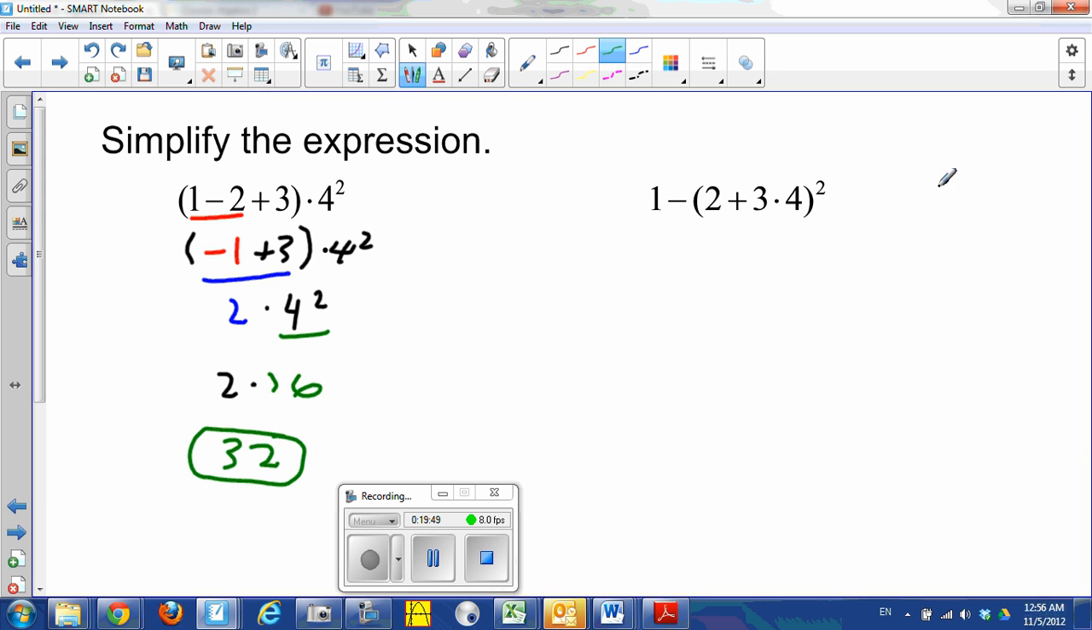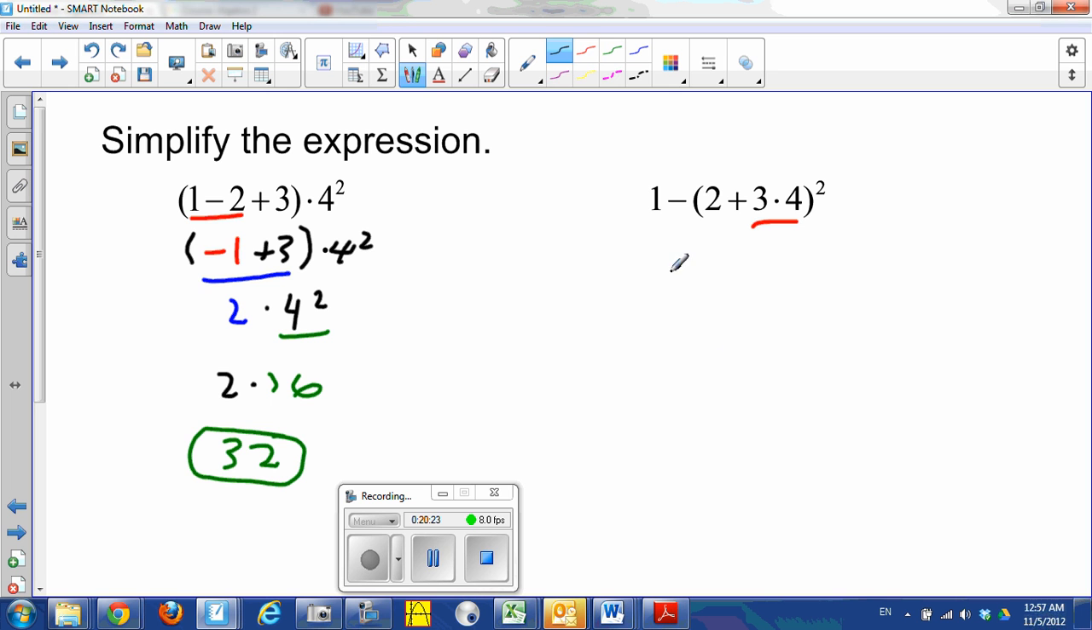Alright, one more. I recommend again that you pause. I really like this example. First, we have to take care of this grouping. 2 plus 3 times 4 has been grouped. Now, within this grouping, 2 plus 3 times 4, what takes place first? 2 plus 3 or 3 times 4? I hope you are saying that 3 times 4 has to go first.